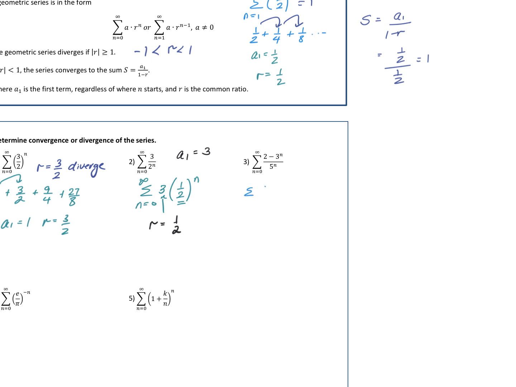For number 3, I'm going to separate it. So we're going to get 2 times 5 to the nth minus 3 to the n, over 5 to the n. So this one is 2 times 1/5 to the n. And this one I can write as 3/5 to the nth power. My r here is 1/5, so this converges. My r here is 3/5, so this converges. So the whole thing's going to converge. If one of them diverged, we could stop and we could just say that the whole series diverges.